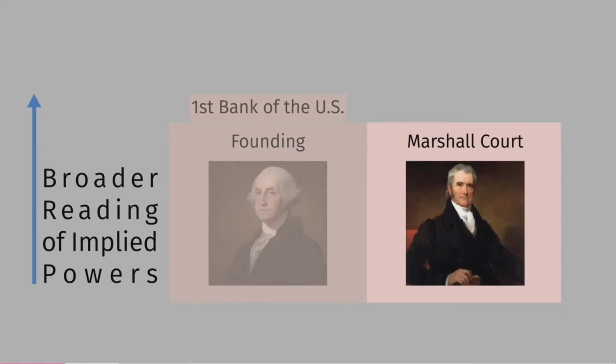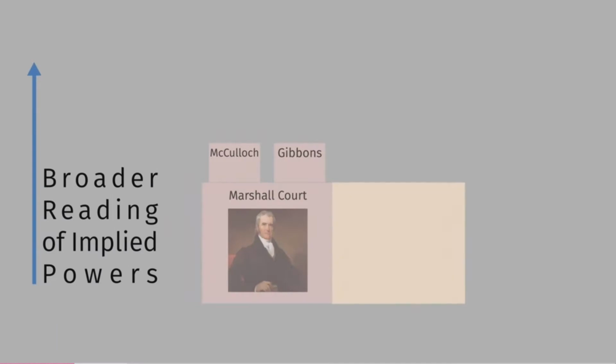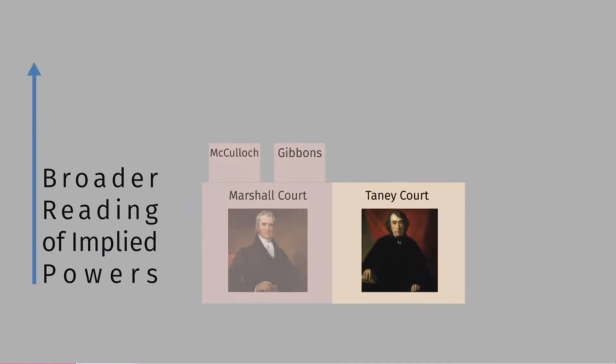Second, during his tenure as Chief Justice, John Marshall continued the broader Hamiltonian reading of implied federal powers in cases such as McCulloch and Gibbons. And in Prigg, the Taney Court embraced an even broader construction of the necessary and proper clause to find an implied power to enforce the Fugitive Slave Act.